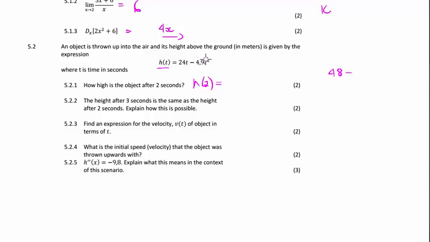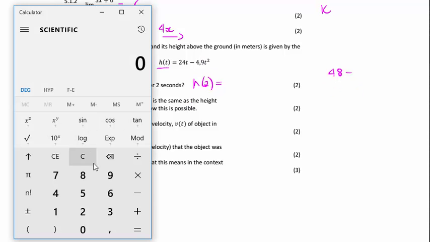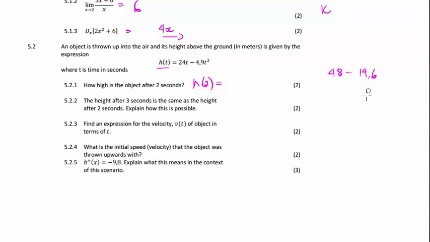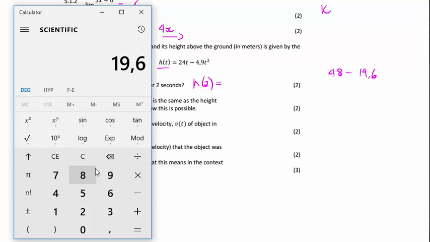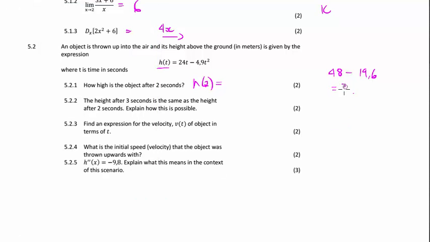48 minus, this is 4 times 4.9, 19.6. Okay, so 48 minus 19.6, 28.4 meters. Very important to use units when they're talking about specifics.